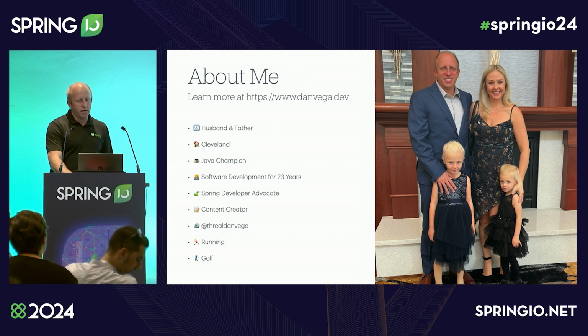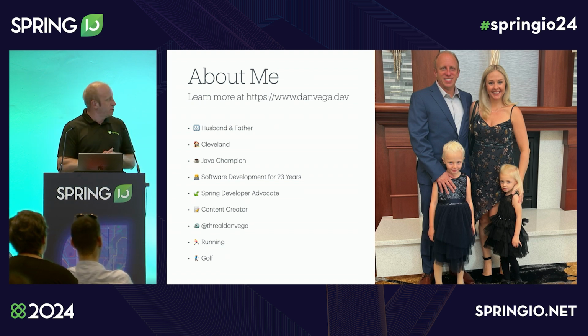So a little bit about me. I'm a husband and a father. My beautiful wife, Jen, our two daughters, Isabella and Juliana. We live outside of Cleveland, Ohio. I was named a Java champion this year, which is really exciting. That was like a lifelong career goal, so that was really exciting for me.